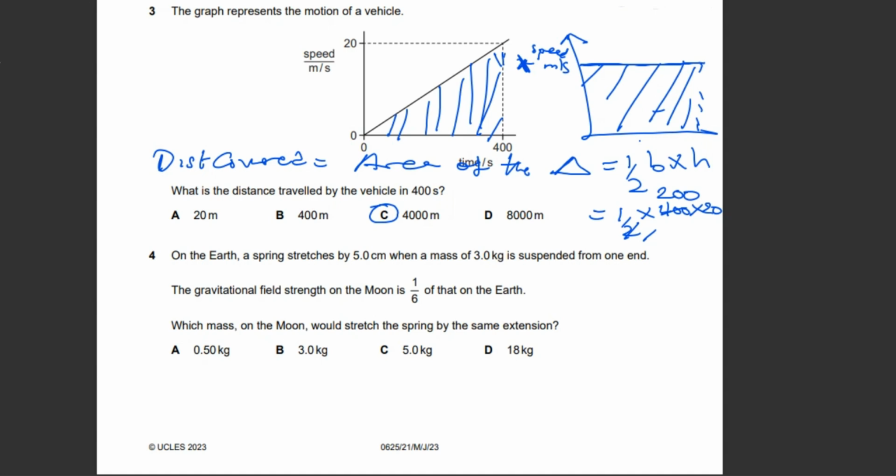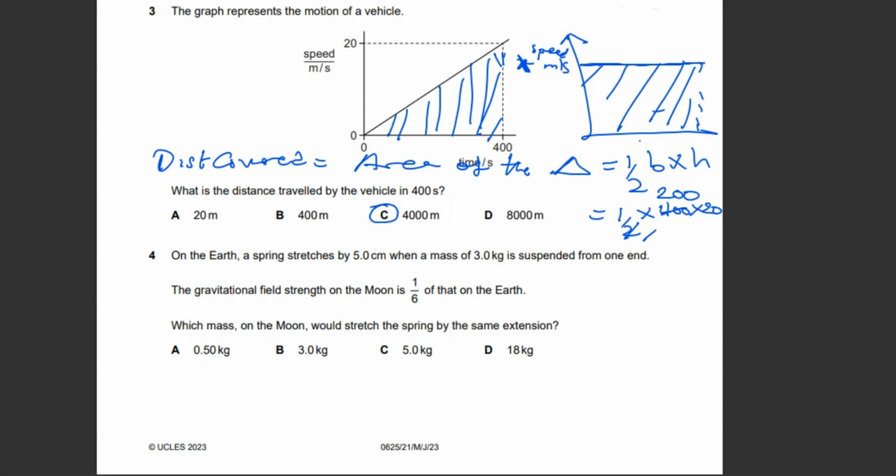So question 4 says, on Earth, a spring stretches by 5.0 centimeter when a mass of 3.0 kilogram is suspended from one end. The gravitational field strength on the moon is 1/6 of that on the Earth. Which mass on the moon would stretch the spring by the same extension?